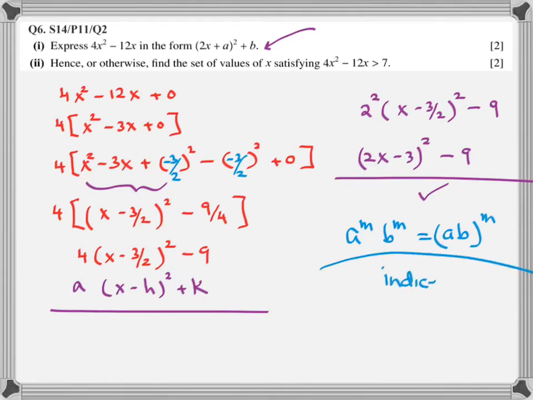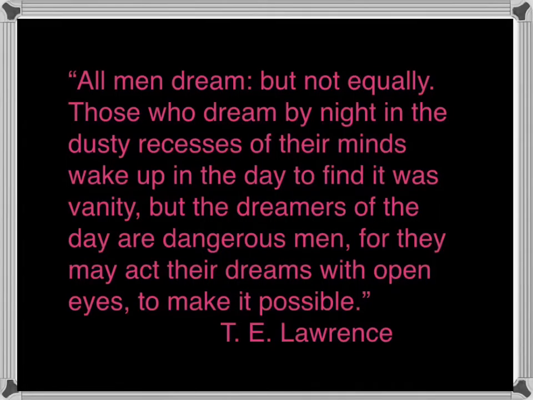Which rule of indices is that? That rule is this: a to the power m, b to the power m. If the bases are different but the powers are the same, you can multiply on the inside and keep the power on the outside. So therefore, in this particular video of completing the square, what were your aims and objectives?